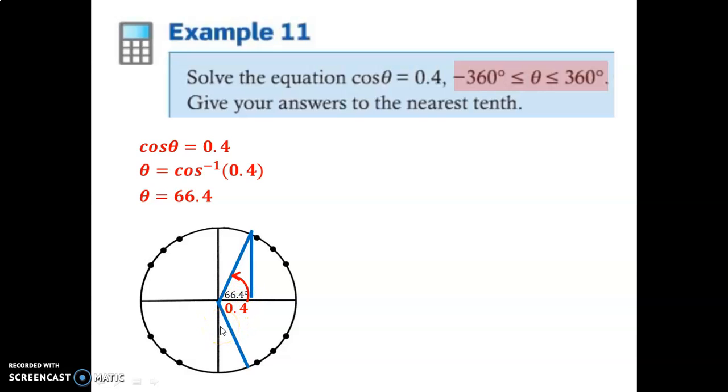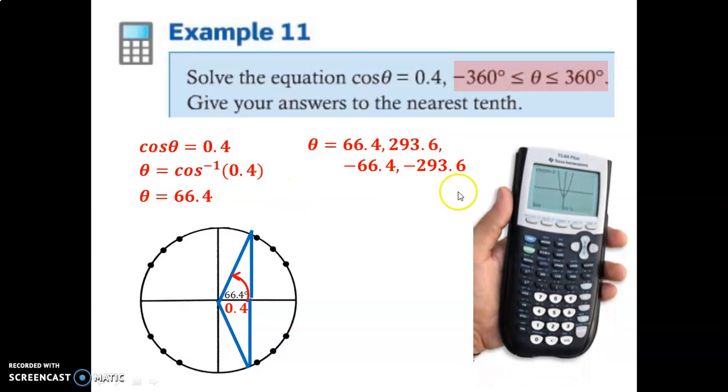But that's not all. Here it says we can also look at negative angles up to 360. So what if we went in the negative direction? Well, this would be negative 66 to get to here. And then if you went all the way around in the negative direction, you can get back to here as well. And that would be our fourth angle. So we have the positive one to here, positive one to here, negative one to there, and then negative one all the way back to here, which is negative 293. So we have 4 possible angles to get an x value of 0.4.